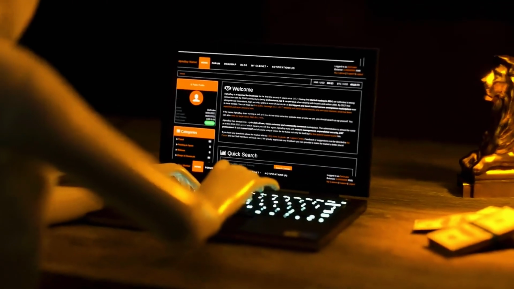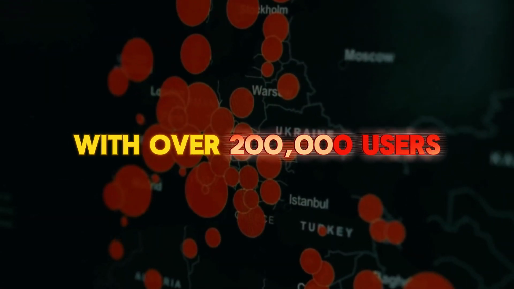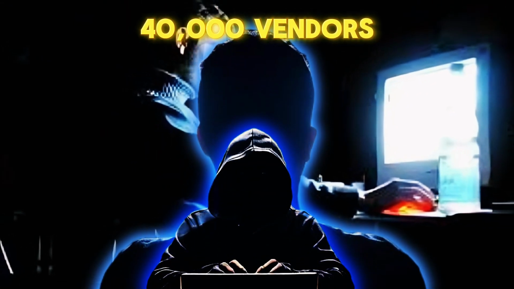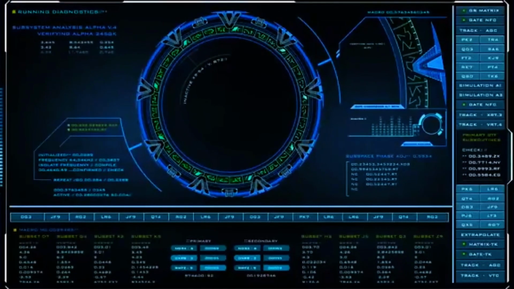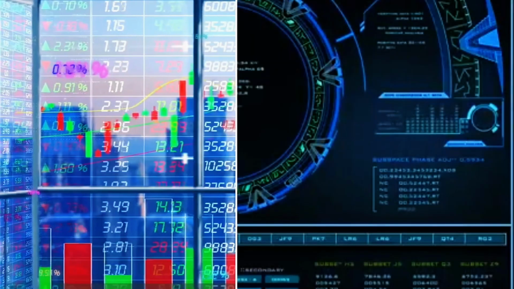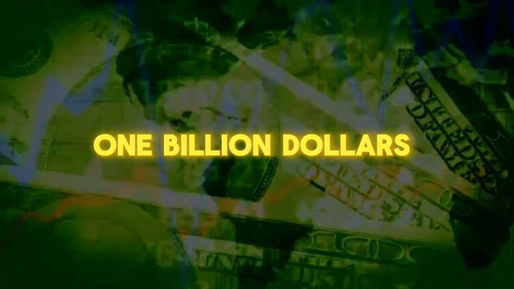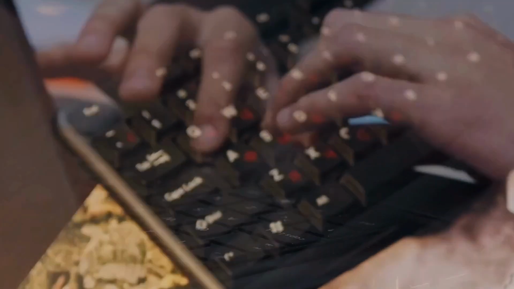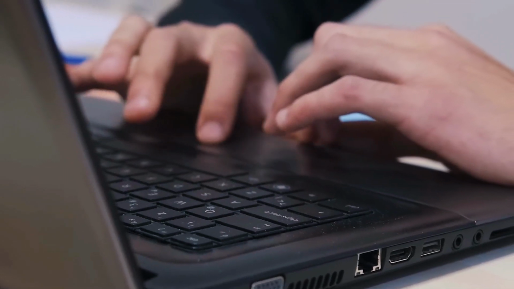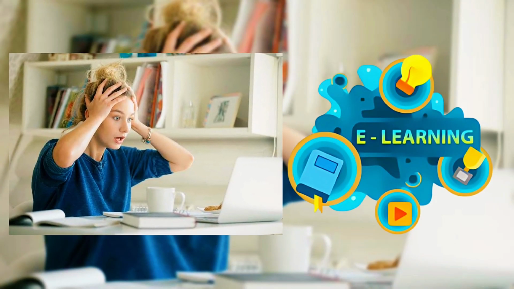It had become a behemoth in the shadowy world of online illegal trade. With over 200,000 users and 40,000 vendors, it facilitated the exchange of everything from drugs and weapons to stolen data and counterfeit documents. The site's annual revenue was estimated at a staggering $1 billion, dwarfing its infamous predecessor, Silk Road. The thing is that as soon as one market is shut down, another seems to spring up in its place, each iteration learning from the mistakes of its predecessors.